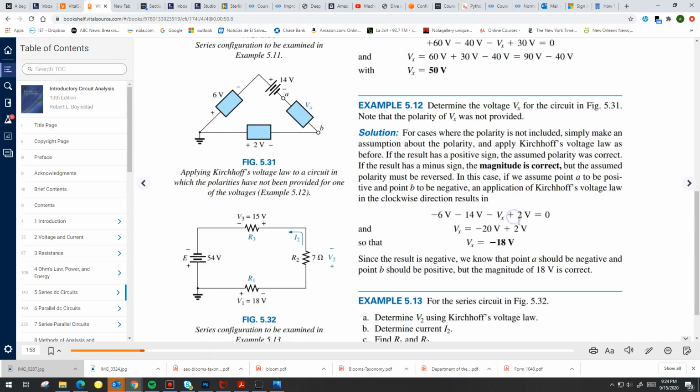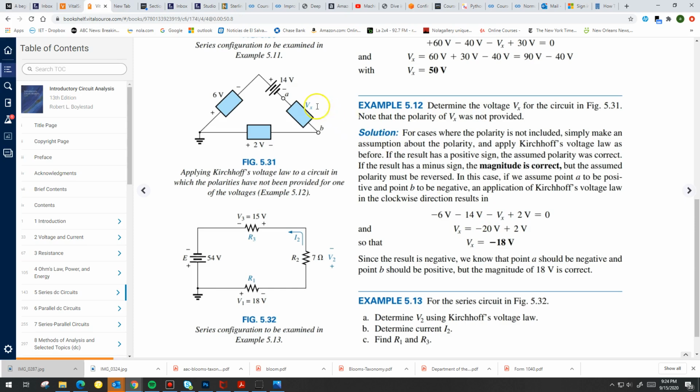Now, if I solve for Vx, look what I got, minus 18 volts. Well, what that tells me is that, okay, I assumed there was a drop from A to B, but actually it was a gain, not a drop. Okay? All right, so that's all you've got to correct. And if you make that correction, you'll see that everything checks in here for this equation. Okay?